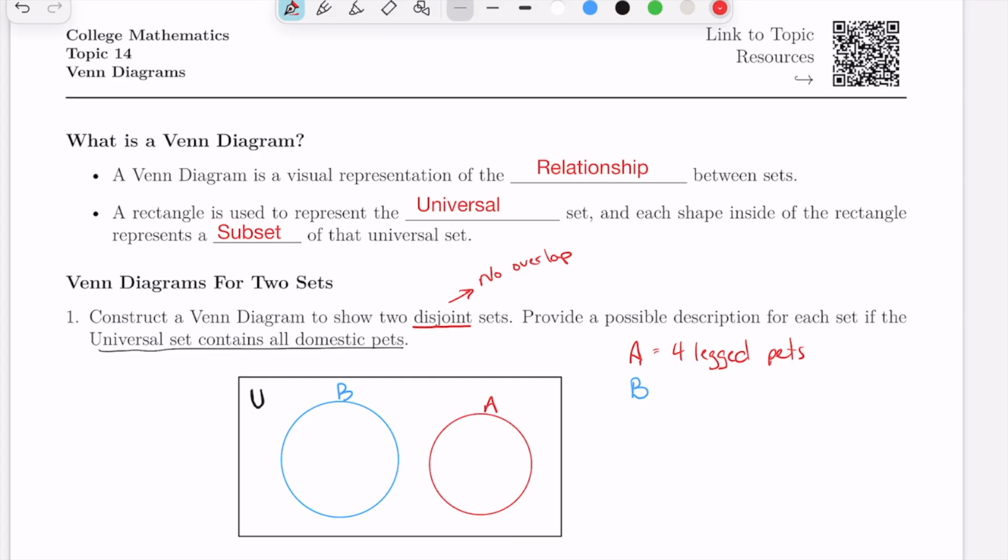But what if we let B be birds? I probably would have written parakeets, but I'm not good at spelling. So notice that there are no four-legged birds that I can think of. So if there are, I'm sorry. But in general, birds like parakeets especially, they would not overlap with the four-legged pets.